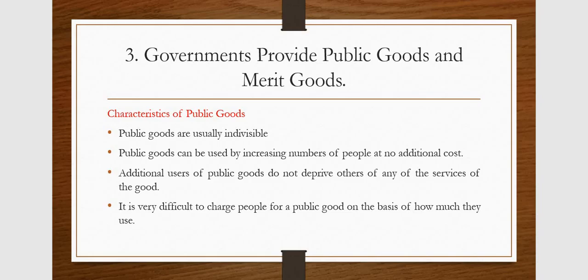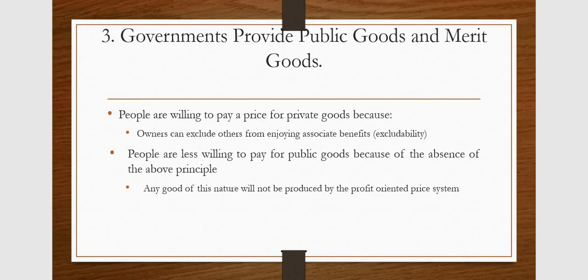And there is nothing like inflation on public goods. Additional users of public goods do not deprive others of any of the services of the good. So no one can stop you from enjoying, and it is very difficult to charge people for a public good on the basis of how much they use. Yes, someone can drive throughout the year, throughout his lifetime. No one can ask the person to pay for using the road. I hope you get that. So we move on to the next one.